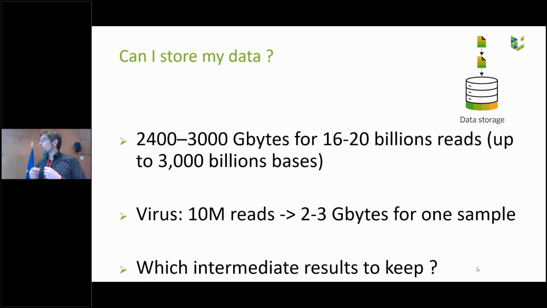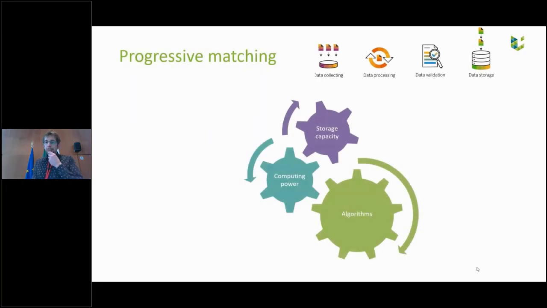We still have to think about which intermediate results we have to keep. That's a key problem, because if you start mapping, you can generate a lot of redundant results. So that means that in addition to cognitive power and an algorithm, the storage capacity will ease your work in high-throughput sequencing.